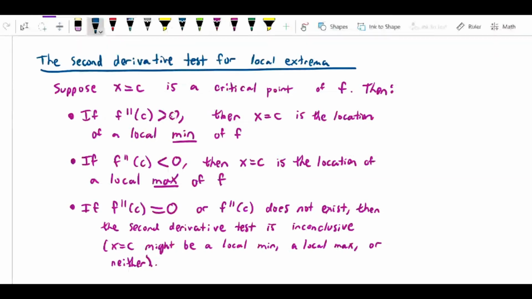By the way, notice that those don't seem to go together. It seems like if I'm looking for greater than 0, I'd be identifying a max, and if I'm looking for less than 0, I'd be identifying a min, but it doesn't work that way. As usual, I'm going to put up the picture, and hopefully it'll make a little bit more sense.